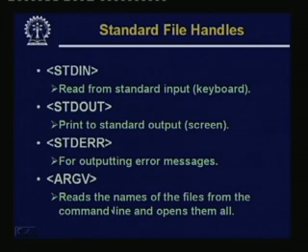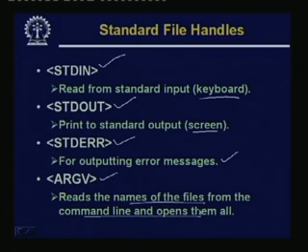Okay. Now, some standard file handles, we have already talked about a couple of them. STDIN refers to the standard input, which usually means the keyboard. STDOUT is standard output, which usually means the computer screen. STDERR is the standard error. This is used for outputting error messages. By default, this is also the screen, and ARGV, as I have just mentioned, represents the command line arguments. It reads the names of the files from the command line and opens them all.